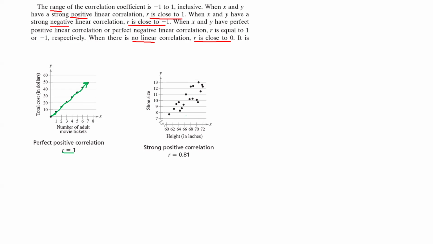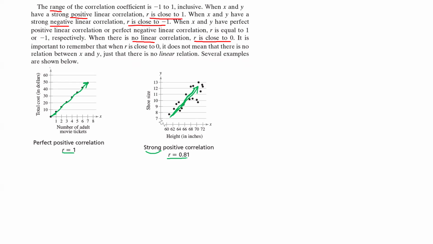In this case, the data are just spread out a little bit, but still we can recognize the pattern. It's an increasing linear correlation. So instead of having perfect positive correlation, we say that we have strong positive correlation, and R by calculation is about 0.81.